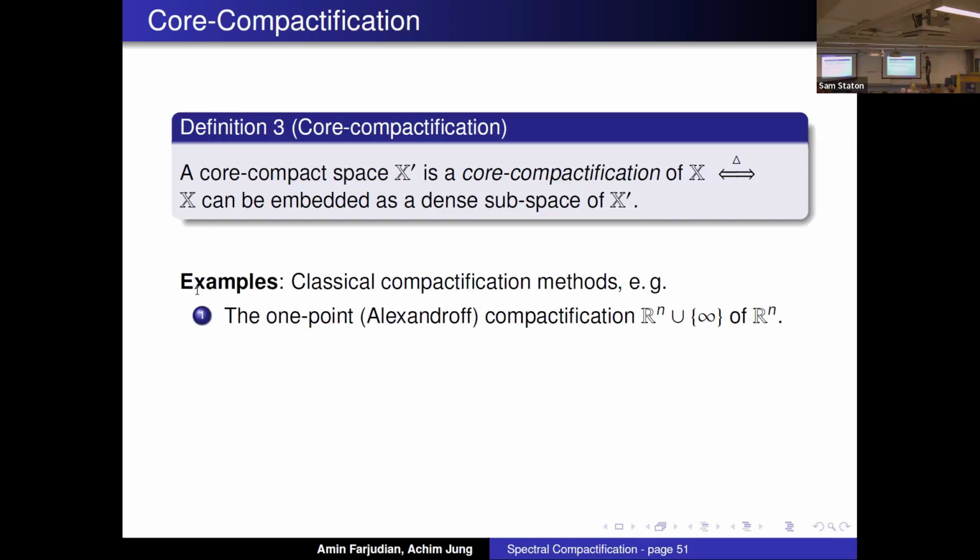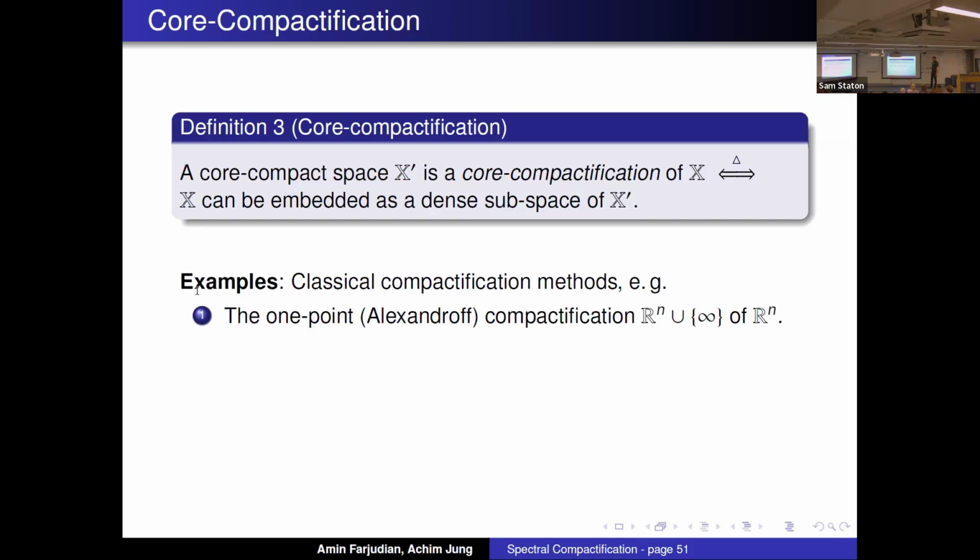But some classical compactification methods definitely give you core compactification. I mean, all of them actually. But when you look at them, for example, one-point compactification.